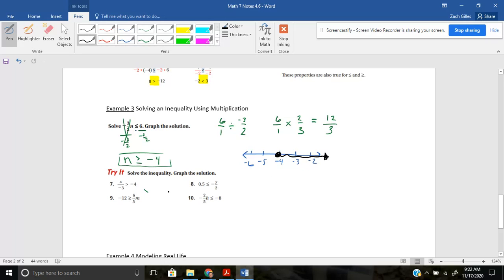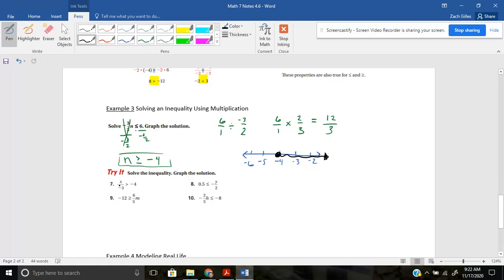All right, 7, 8, 9, and 10 are going to be similar. Okay. Some of these are what I call actual double flips because your variable is on the right-hand side. So when you divide by that negative, careful if you're flipping. You might have to flip a couple times. Why don't you go ahead and pause and try it out now.